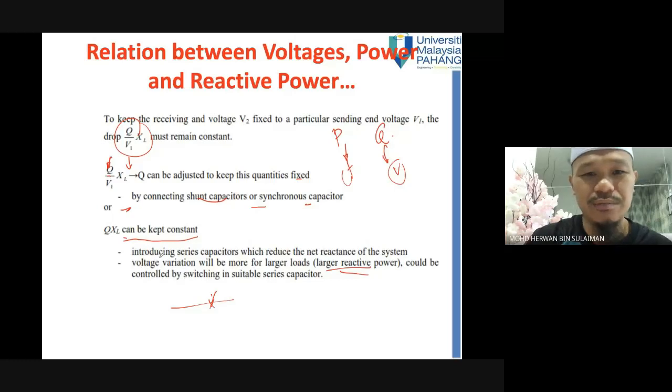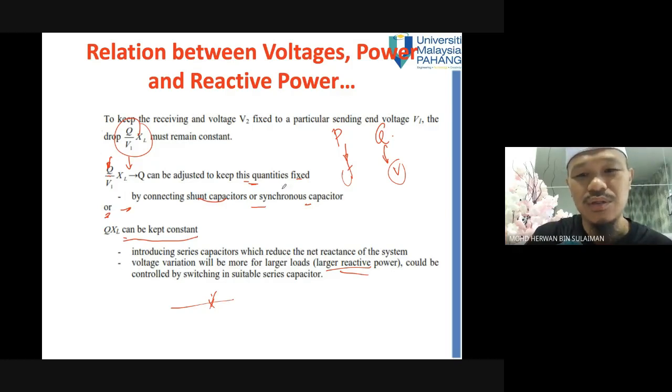To keep the receiving end voltage V2 fixed at a particular sending end voltage V1, the drop Q over V1 XL must remain constant. Q can be adjusted to keep this quantity fixed, normally by connecting a shunt capacitor or synchronous capacitor. Or QXL can be kept constant by introducing a series capacitor, which reduces the net reactance. Voltage variation will be larger for larger loads, and can be controlled by switching a suitable series capacitor. This is how we control the voltage.